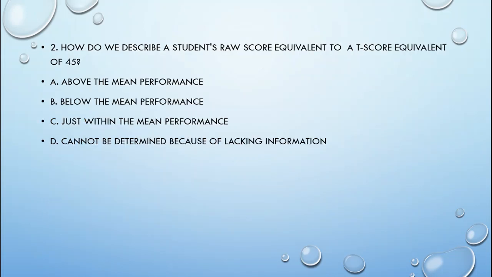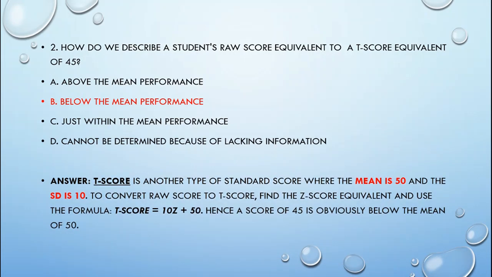Number 2. How do we describe a student's raw score equivalent to a T-score equivalent of 45? The answer is letter B, below the mean performance. T-score is another type of standard score where the mean is 50 and the standard deviation is 10. To convert the raw score to T-score, you have to find the z-score equivalent and use the formula T-score is equal to 10z plus 50. Hence, a score of 45 is obviously below the mean of 50.